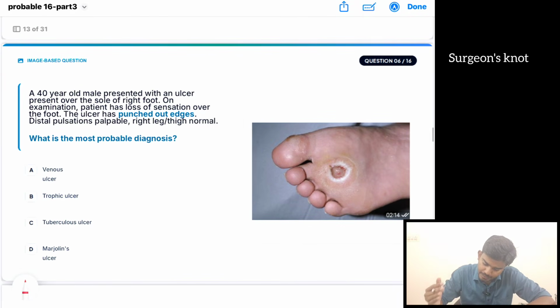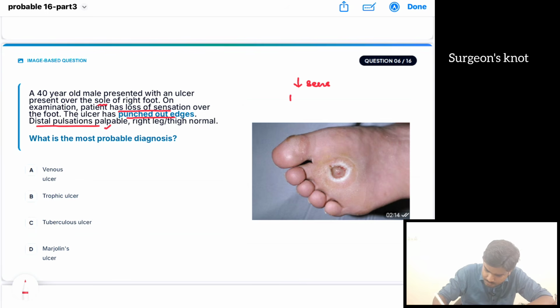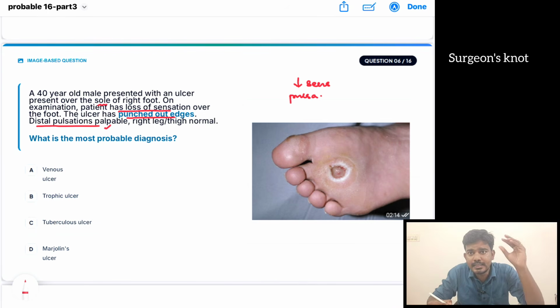A 40-year-old male presented with an ulcer present over the sole of the right foot, as shown in the image. On examination, the patient has loss of sensation over the foot. The ulcer has punched out edges. Distal pulsation is palpable. Right leg and thigh are normal. What is the most probable diagnosis? How are you going to come to a conclusion? Here there is loss of sensation. Sensation is lost. Pulsation is present. Also the right leg and thigh are normal.